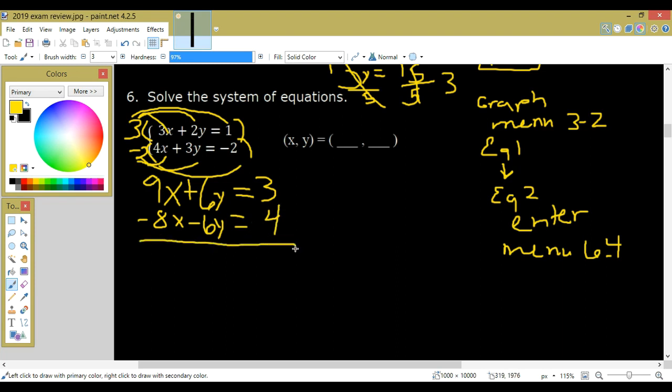Now we're ready to add the two rows together. We're combining the like terms for each of the two equations together. 9x minus 8x is 1x. 6y minus 6y is 0y. They are eliminated. 3 plus 4 is 7. So 1x equals 7.